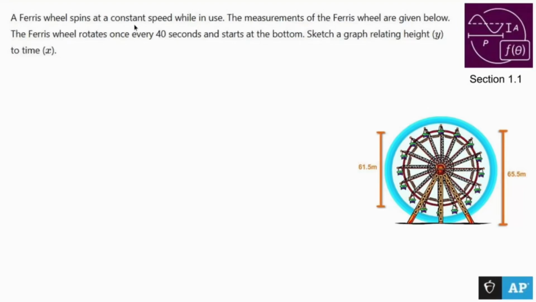A Ferris wheel spins at a constant speed while in use. The measurements of the Ferris wheel are given below. The Ferris wheel rotates once every 40 seconds and starts at the bottom. Sketch a graph relating height in y and time in x.